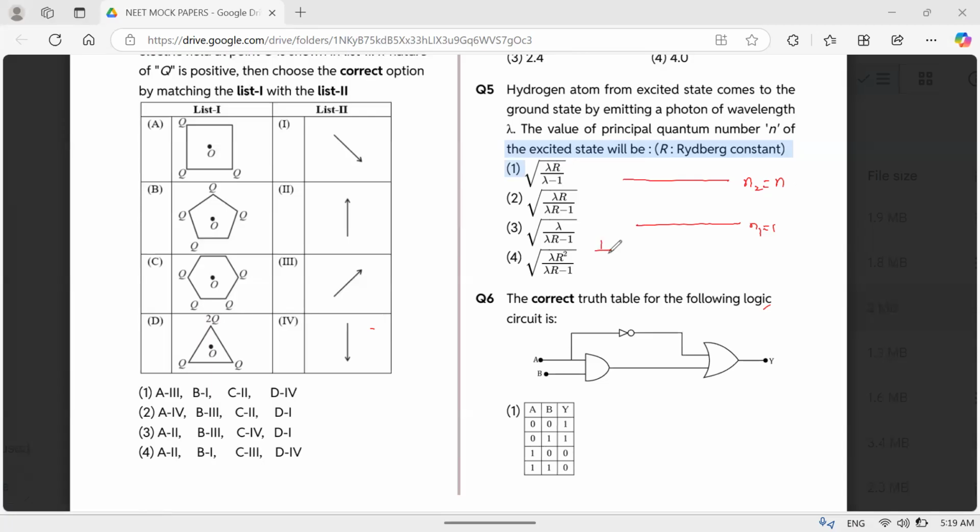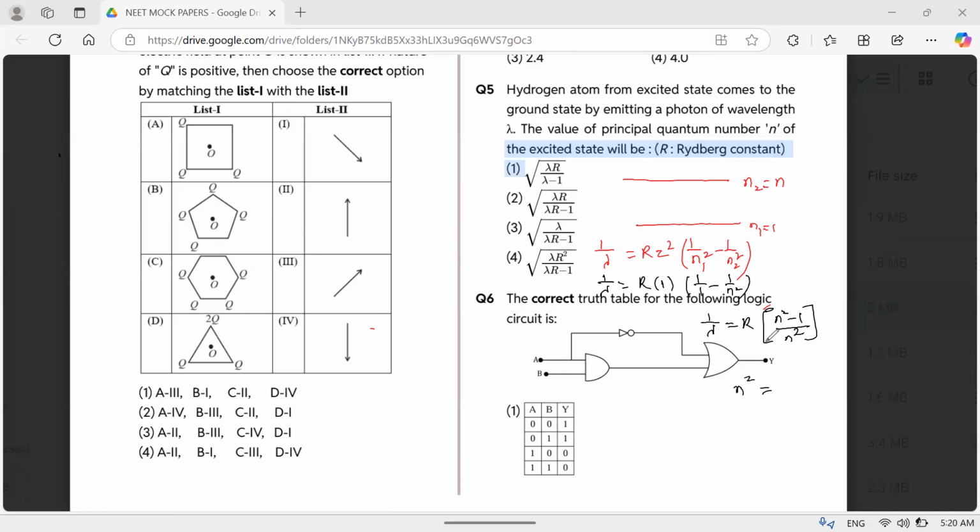Use the formula 1 by lambda equals R Z squared into 1 by n1 squared minus 1 by n2 squared. Now shall I simplify and tell me the answer? It is 1 by lambda equals R, hydrogen-like atom, so Z equals 1, squared is 1, into 1 by 1 minus 1 by n squared. If I take the LCM, 1 by lambda equals R into, n squared common, n squared minus 1 over n squared.